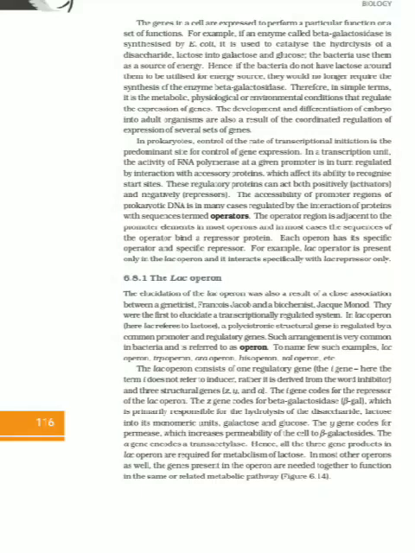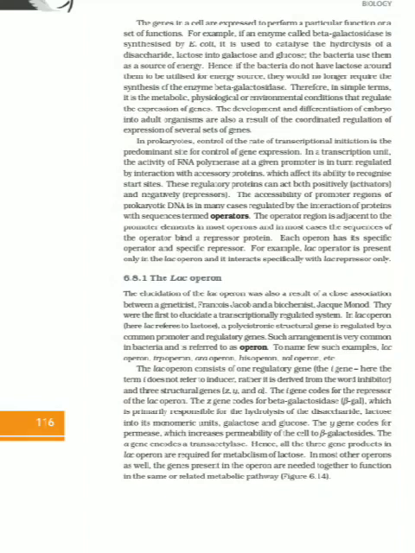These regulatory proteins can act both positively as activators and negatively as repressors. The accessibility of promoter regions of prokaryotic DNA is in many cases regulated by the interaction of proteins with sequences termed operators. The operator region is adjacent to the promoter elements in most operons, and in most cases the sequences of the operator bind a repressor protein.